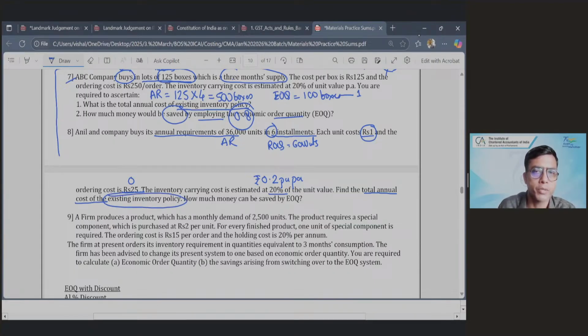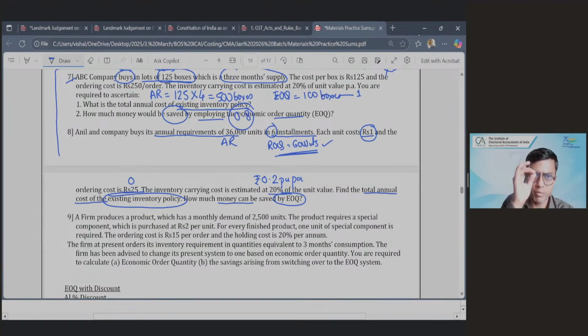Again, the same, that is of 6,000 units. And how much money can be saved by EOQ? Same thing like previous question. So you find out EOQ, then you find out total cost of 6,000 units, which is present inventory policy, total cost of EOQ, and the difference, which will be the money saved.